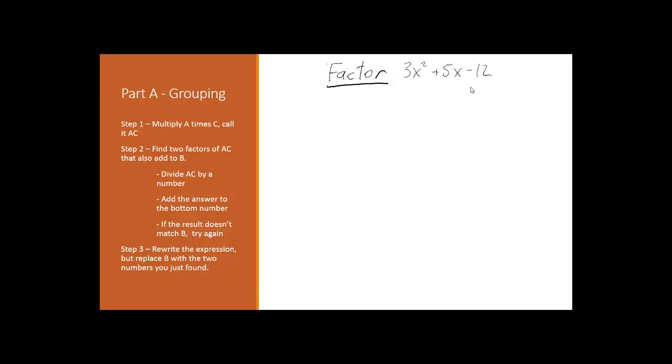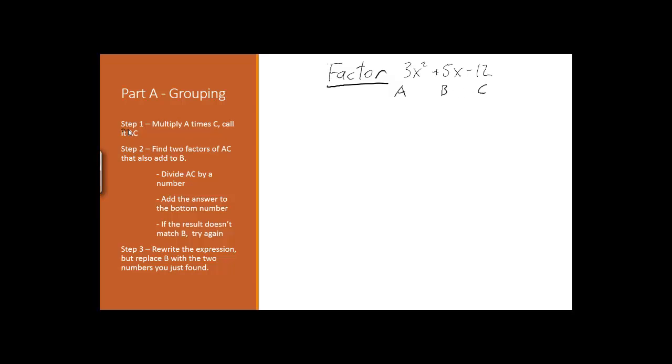In order to factor this, we are going to need to rewrite it in a way that's a little bit easier to factor. But before we do that, let's label the numbers we're going to be using. The number in front of x squared we'll label as a. The number in front of x we'll label as b. And the number that does not have any x we'll label as c. So a is 3, b is positive 5, c is negative 12.